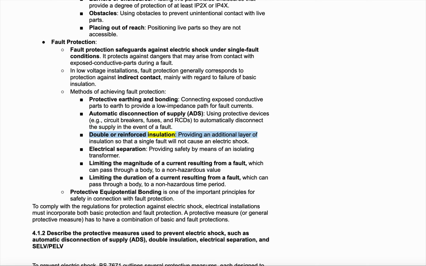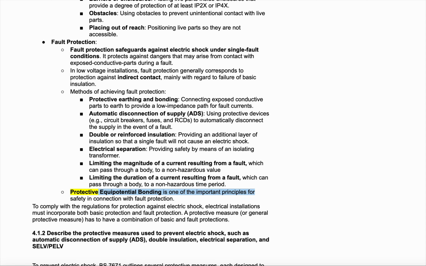Double or reinforced insulation. Providing an additional layer of insulation so that a single fault will not cause an electric shock. Electrical separation. Providing safety by means of an isolating transformer. Limiting the magnitude of a current resulting from a fault, which can pass through a body, to a non-hazardous value. Limiting the duration of a current resulting from a fault, which can pass through a body, to a non-hazardous time period.